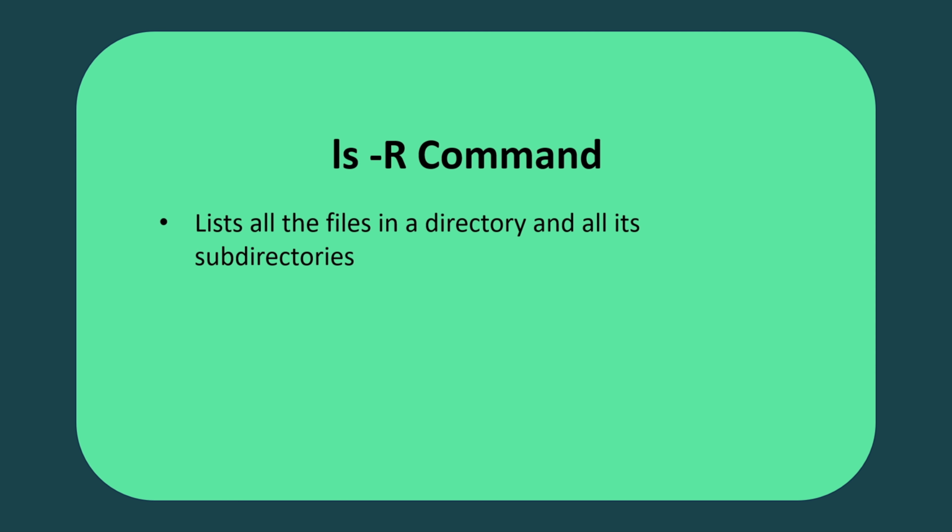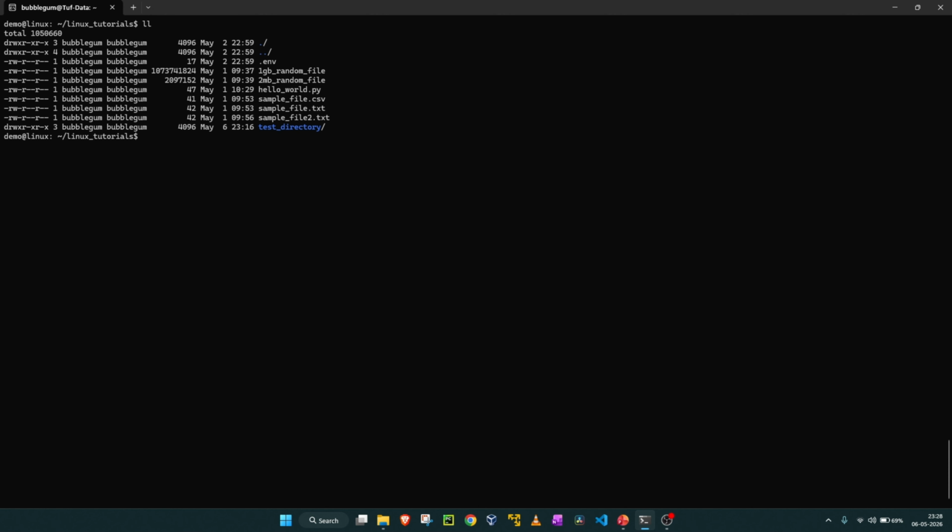The next command that we have here is ls -R command. Now what it does, it basically lists all the files in the directory, and if there are directories inside those directories, it will also list them. Now what do I mean by that? So let me type ll. So you see that it gave me the list of files and directories in the current folder, right? So we have got multiple files, and then we have got test directory.